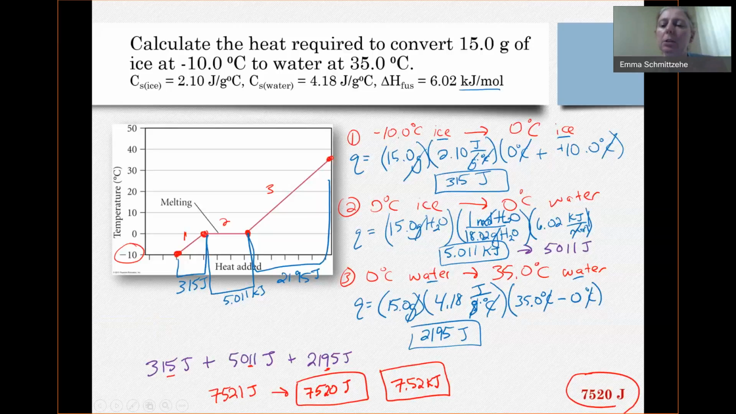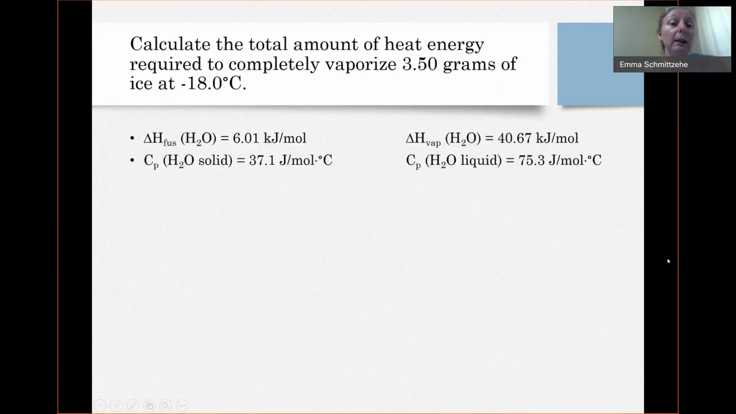Okay, let's do at least a couple more, at least setting them up. So I might not go through and do all the calculations, but at least get it set up. So now, this next one says calculate the total amount of heat energy required to completely vaporize 3.50 grams of ice at negative 18 degrees C. And so this one I didn't give a heating curve.